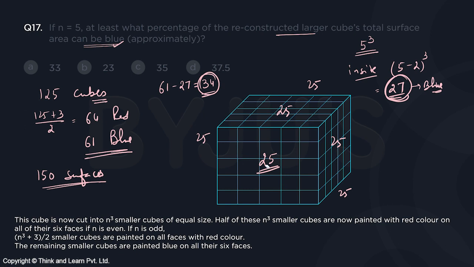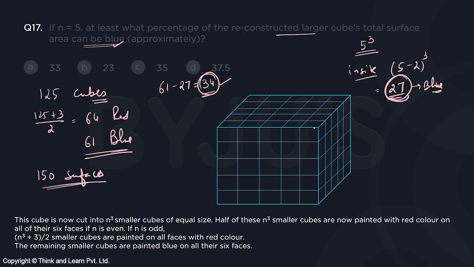What can I do from here now? How can I minimize the number of blue cubes on the outer surface? If there are 34 outside, what can we do? We can do one thing: I'll take these 34 only at those places where they would be giving us the minimum possible surfaces outside. What does that mean?